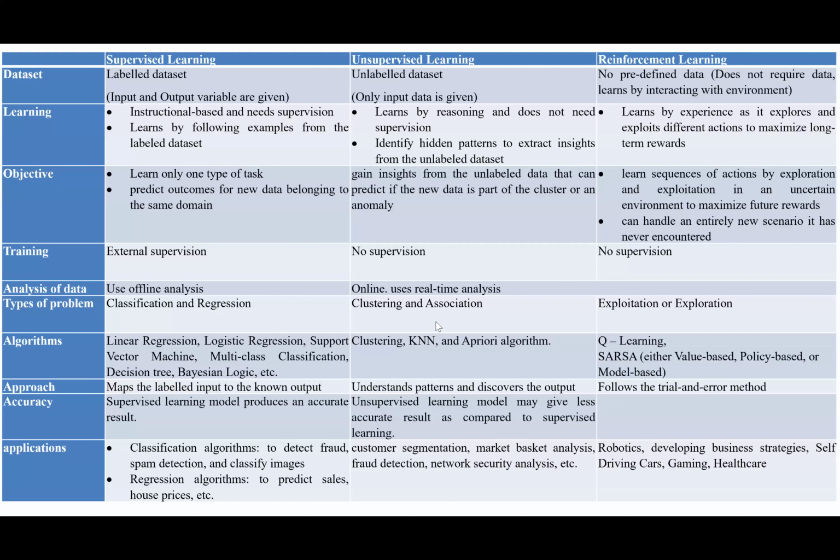The objective of reinforcement learning is to learn a sequence of actions by exploration and exploitation in an uncertain environment to maximize future rewards. And it can handle an entirely new scenario it has never encountered. That's why we use reinforcement learning for real-time applications like self-driving cars. It can handle an entirely new scenario it has never encountered, right? So that's why reinforcement learning is very powerful today for many complex real-time applications.